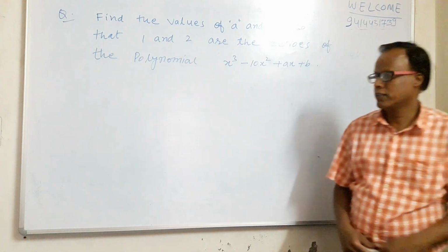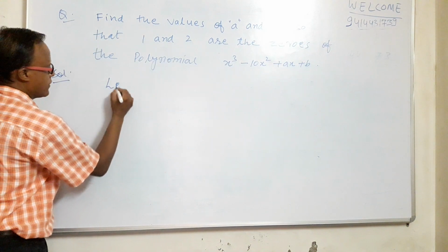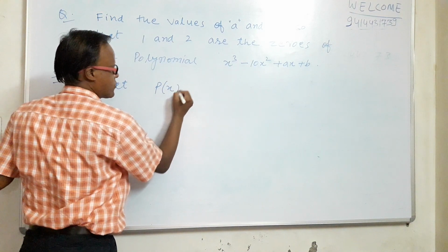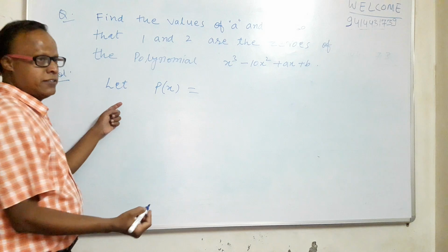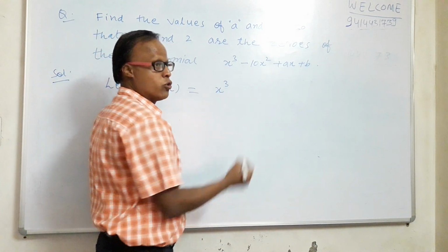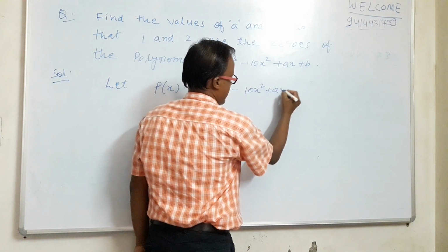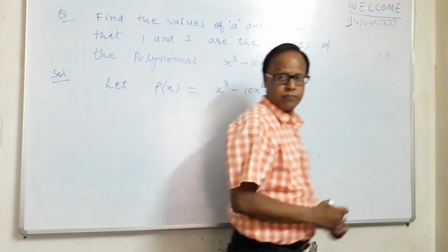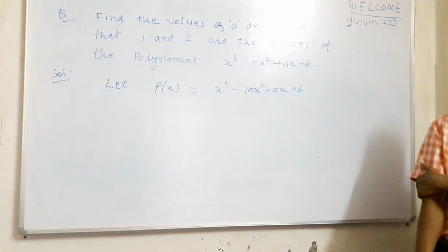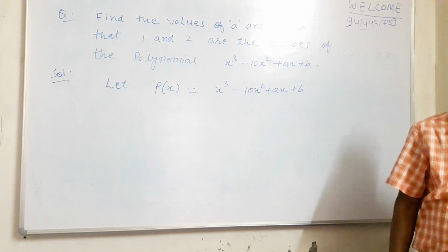Now solution. Let this be the polynomial P(x). Let P(x) is equal to x cube minus 10x square plus ax plus b.